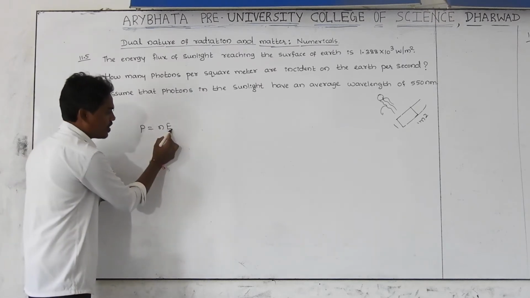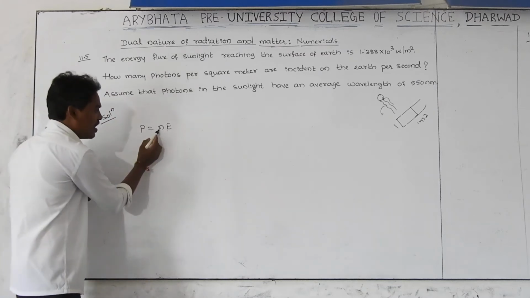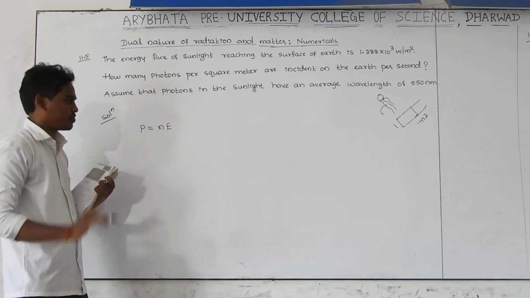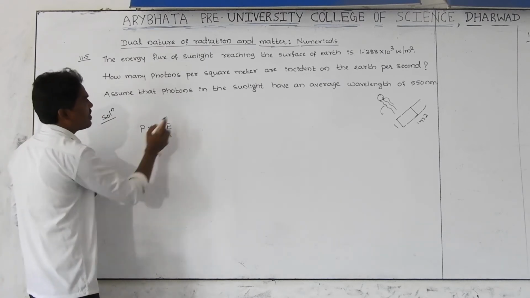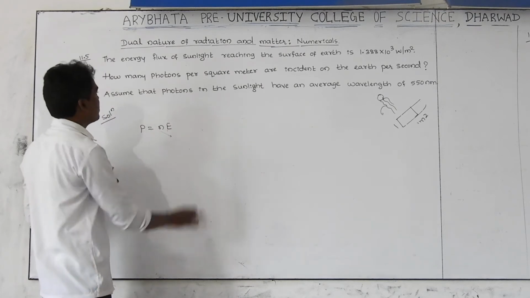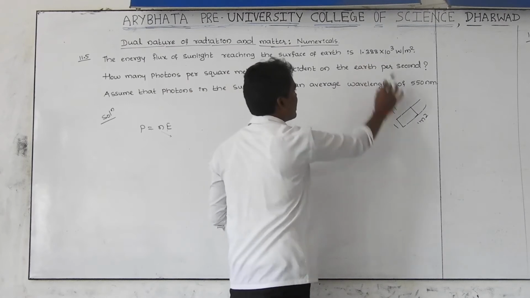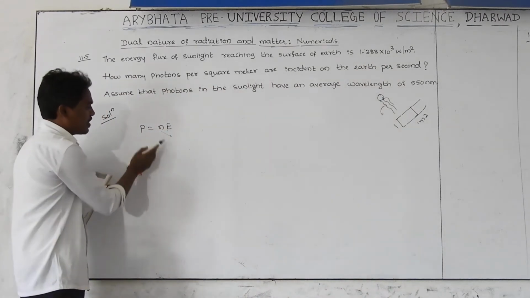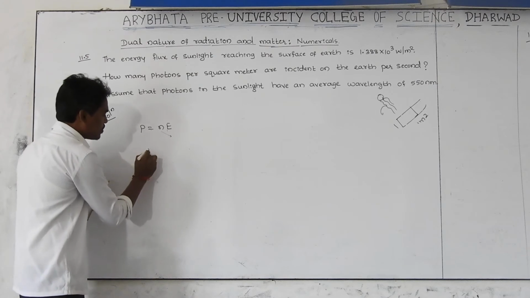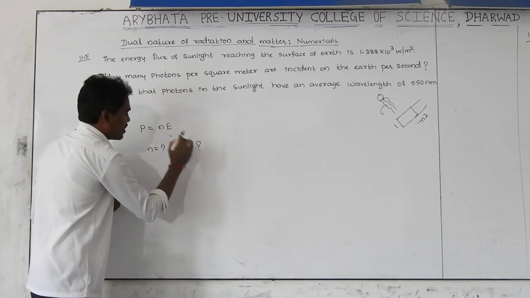This is not the total energy of the radiation. E indicates the energy of one photon and N indicates the number of photons, which we have to find. The P value is given, that is the energy flux or power, 1.388 × 10^3 watt per meter square. But the E value we don't know, so first you have to find the E value.